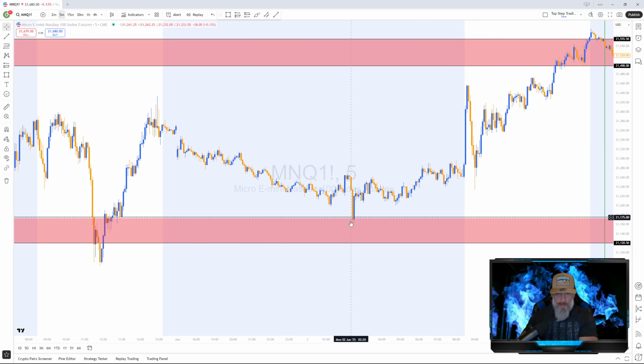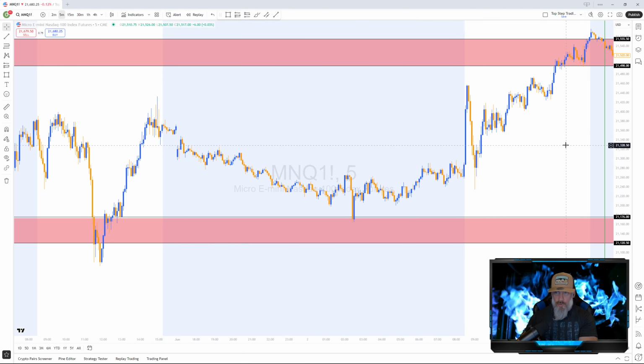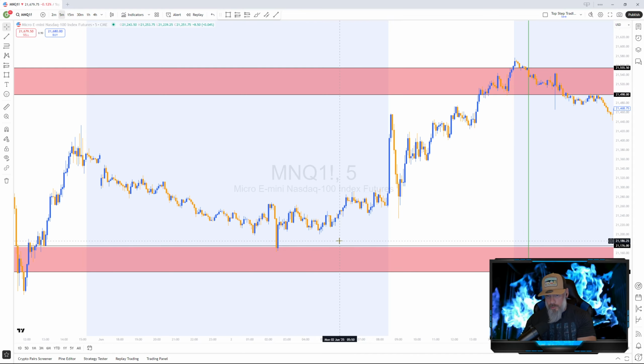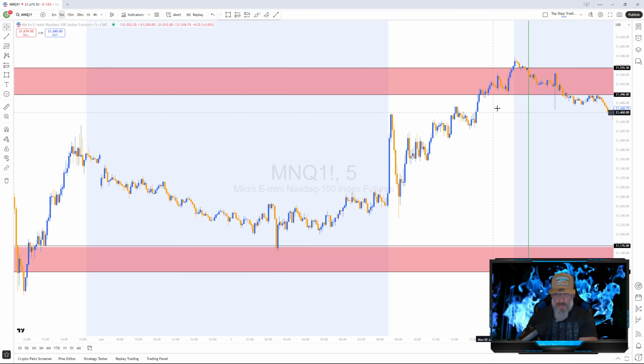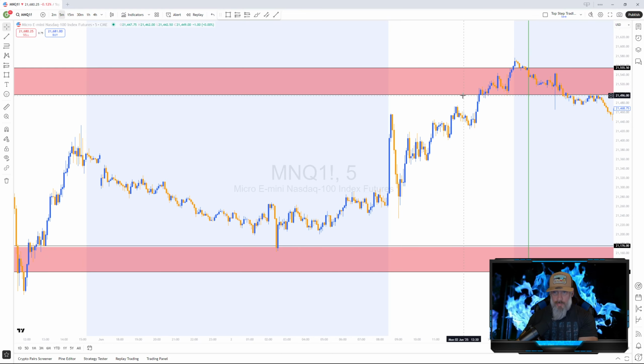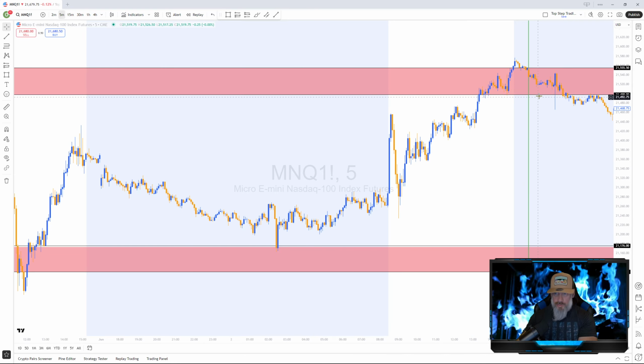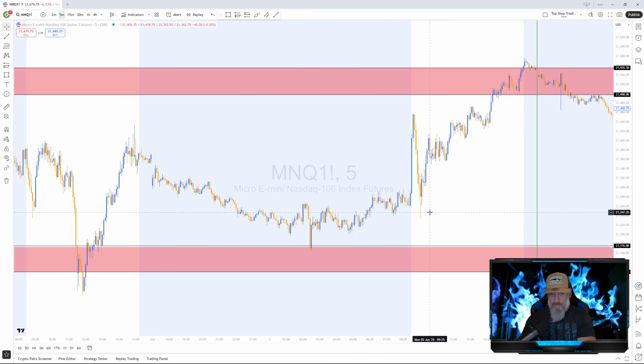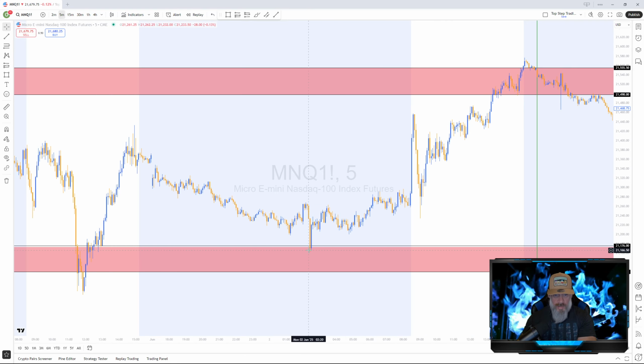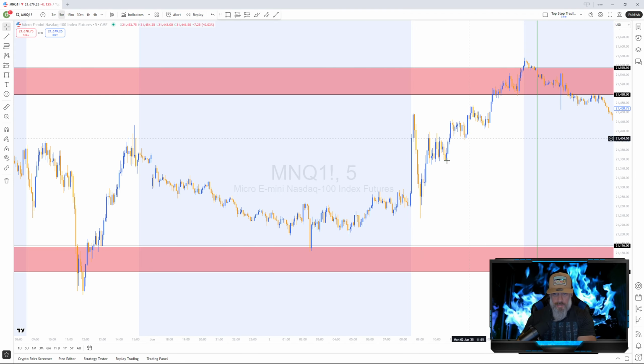But pretty simple. Came down, touched our level, and then exploded up. You're going to hold this thing we call zone to zone play. You could have entered here and just set your take profit up into here someplace and let it run zone to zone. Then it is going to take a lot of losses to cancel out this gain.